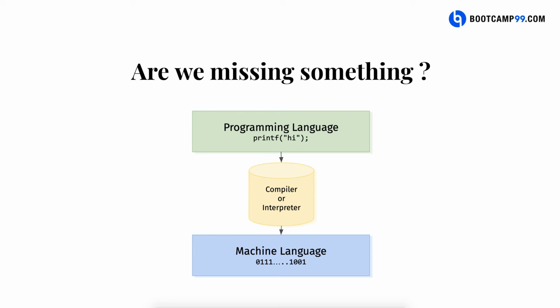Now let me ask you a question. We learn programming languages, C, C++ or whatever it is, and computers can understand only machine language, zeros and ones.